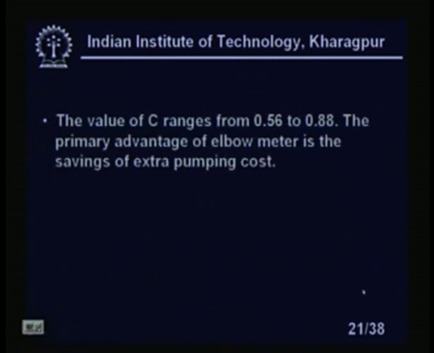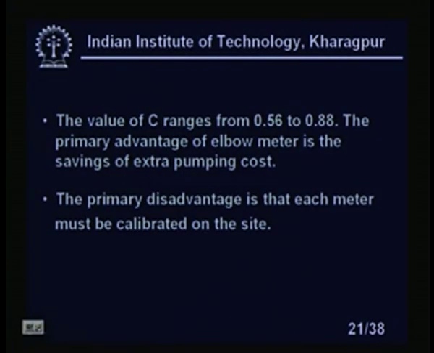The value of C ranges from 0.56 to 0.88, and the primary advantage of the elbow meter is the savings of the extra pumping cost. For a huge installation, that is a good amount of saving, right. The primary disadvantage is that each meter must be calibrated on the site. It is very difficult to find the flow coefficients, as you know that this value of C ranges, we have always given the range.